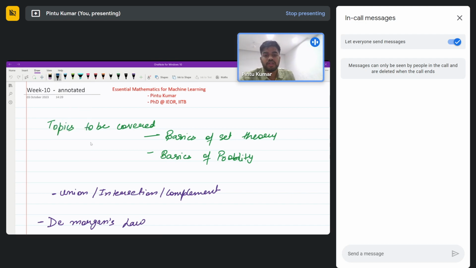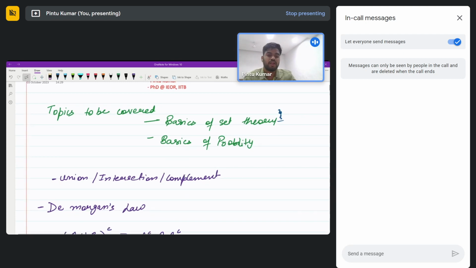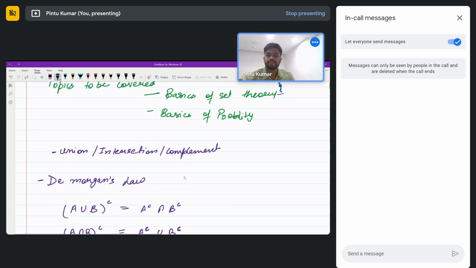The topics that I intend to cover today are some basics of set theory. This would be a very brief introduction because I think most of you would know. If there are some points that you don't know about this topic, then please feel free to ask, and I'll try to clarify them. And then we'll talk about some basics of probability, where I'll also talk about discrete random variables and continuous random variables and their properties.